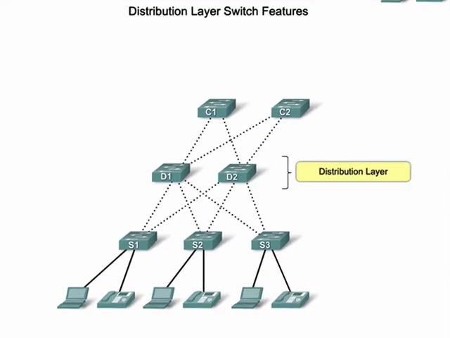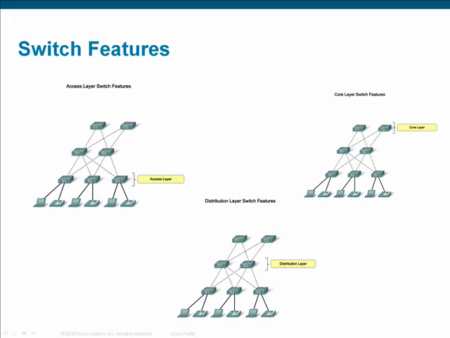When choosing distribution layer switches, fast forwarding rates become increasingly important because those switches aggregate traffic from multiple access layer switches. Because distribution layer switches aggregate traffic, port density is not as important at the distribution layer as it is at the access layer. Layer 3 switching and link aggregation capability should also be considered at the distribution layer. If quality of service and VLANs have been implemented at the access layer, they should be continued in the distribution layer.